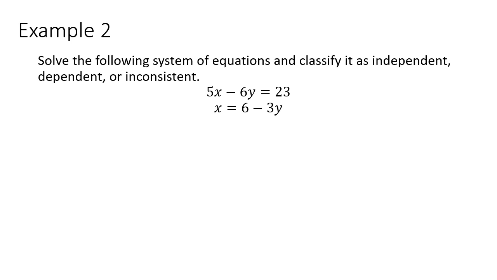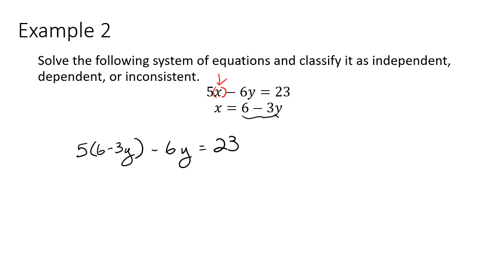But for here, what we can do is, since we know x is equal to 6 minus 3y, we can just take that entire expression and plug it in for x in the top equation. This is a substitution, which by the way is the same as a composition of functions that we were looking at back in chapter 2. So I'm going to plug that into the top equation, which is going to give me 5 times x, which is 6 minus 3y, and then the rest of the equation is still the same. Minus 6y is equal to 23.